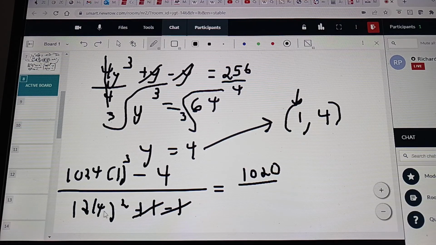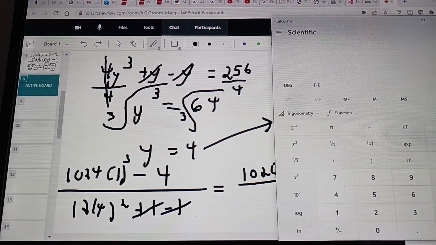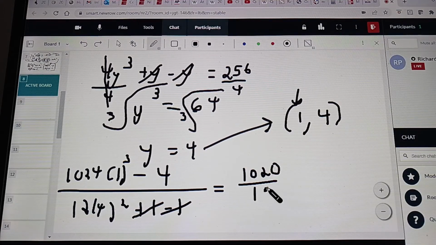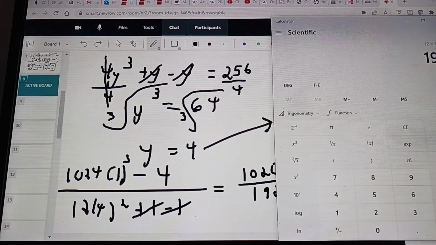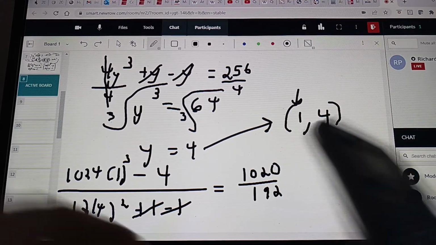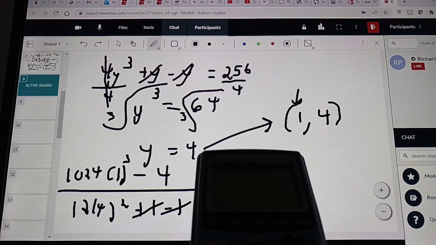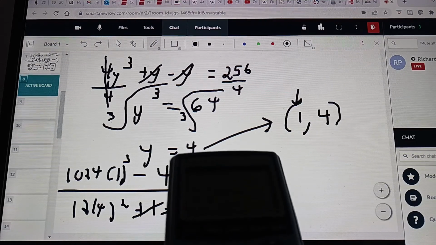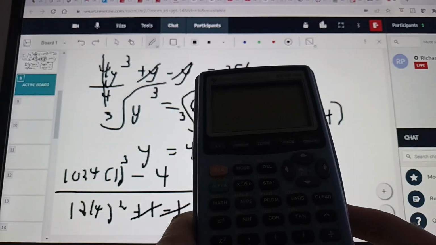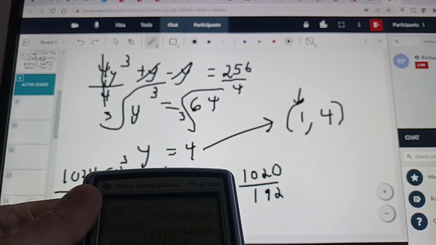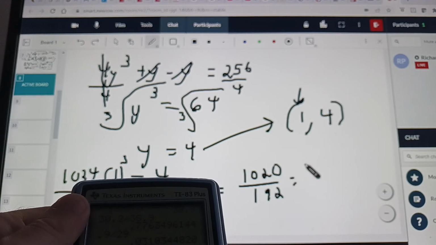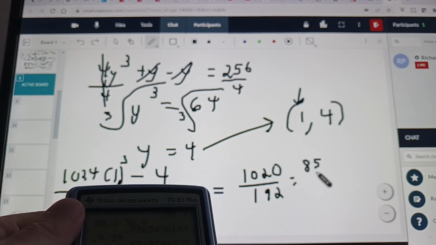The bottom is 4 squared times 12. 12 times 16 is 192. Does this divide evenly, maybe? 1020 divided by 192? No. Okay, so then we'll just reduce it. 1020 divided by 192, math, enter, enter, reduces fractions. 85 over 16, at least it simplifies slightly.